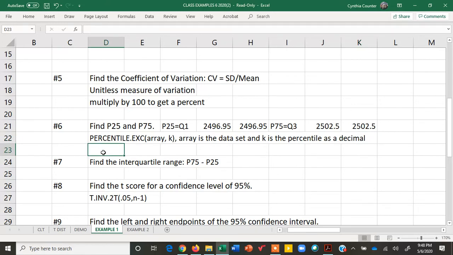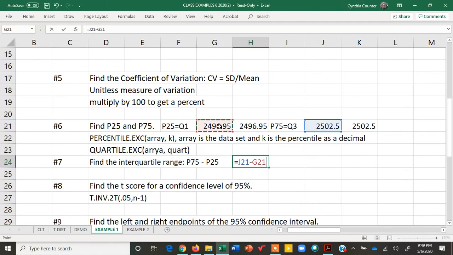So you can use the percentile, or you can even use the quartile, or array, whoops, is the data set. Okay, and this time they want to know the quartile, so they just put quart. Interquartile range, I told you, was the difference between P75 and P25. We can compute that here. So P75 minus P25, and our interquartile range is 5.55.